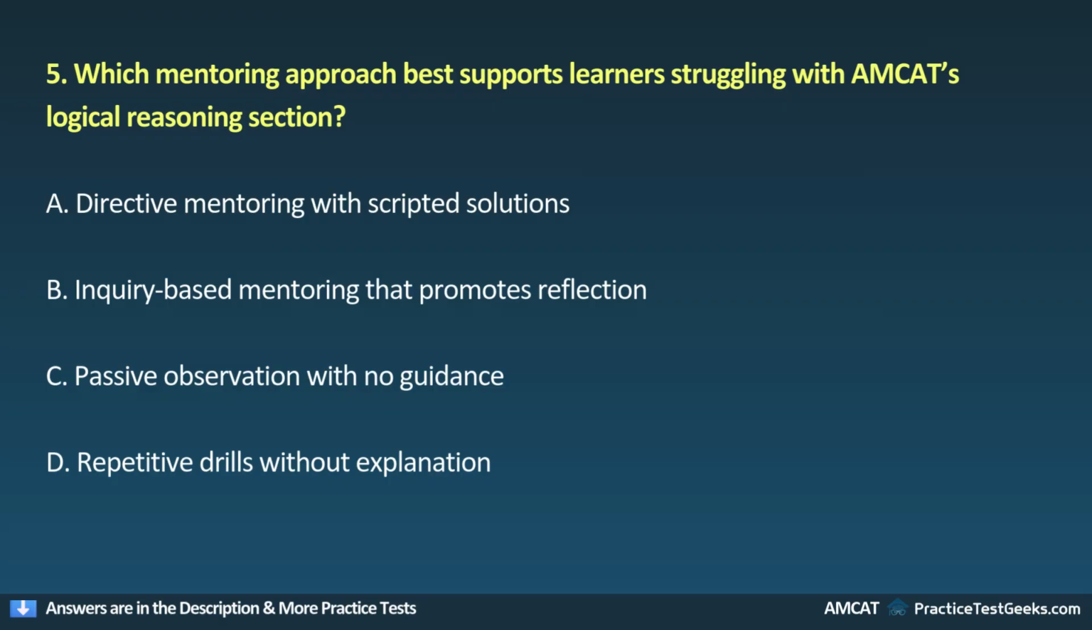5. Which mentoring approach best supports learners struggling with AMCAT's logical reasoning section? A. Directive mentoring with scripted solutions. B. Inquiry-based mentoring that promotes reflection. C. Passive observation with no guidance. D. Repetitive drills without explanation.